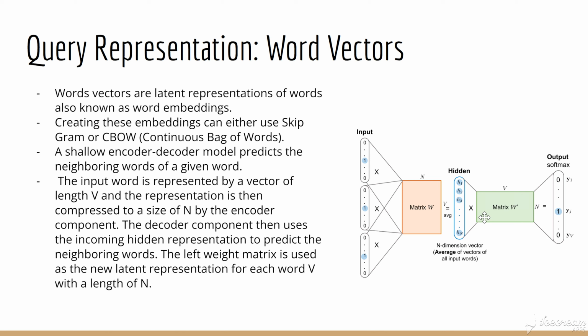Now after the model trains on this in an unsupervised manner, because it's just scanning through text and getting all these pairs of, okay, this is the word, here are the neighboring words, let's learn the relationship between all these words. What we end up with is a matrix that is V by N, and it contains latent representations for each word that we can then use for downstream tasks.